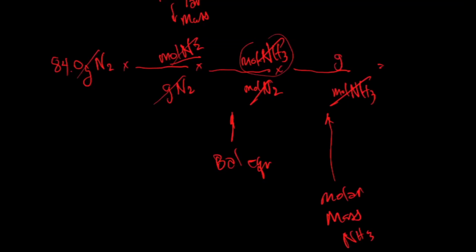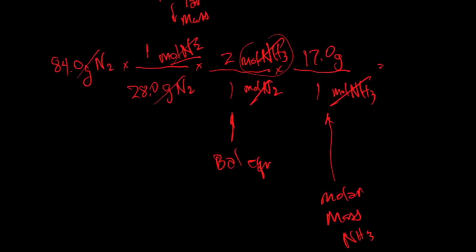Then I'm just going to put in the numbers. I know that there are 28 grams per 1 mole. I know that for every 1 mole of nitrogen, I produce 2 moles of ammonia. And I know that 17 grams of ammonia is 1 mole.